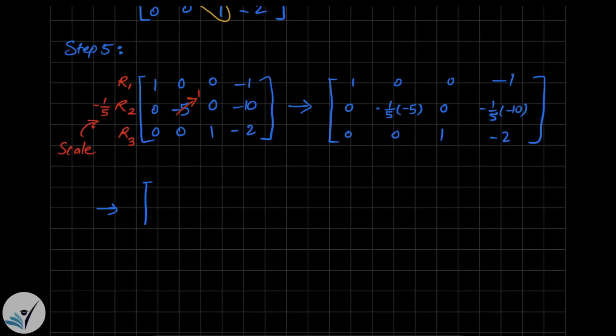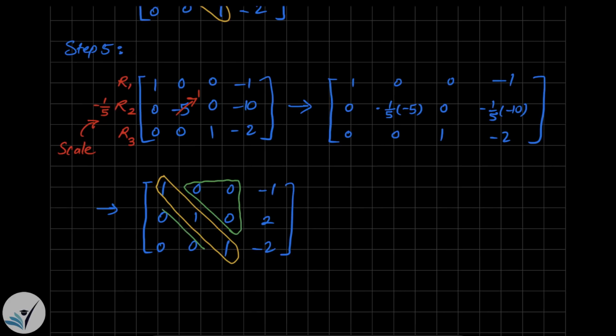And finally, I have this echelon matrix here. So 1, 0, 0 on the first column. So on the second column, I have 0, 1, and 0, 0, 0, 1, -1, 2, and -2. So you see these entries are all 1, and these entries up here and down here are 0. So this is an echelon matrix.